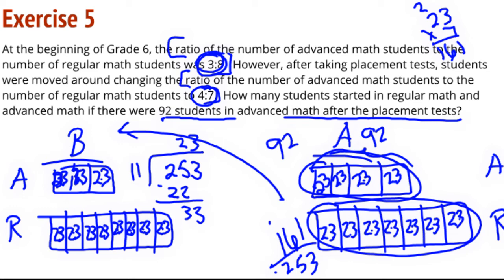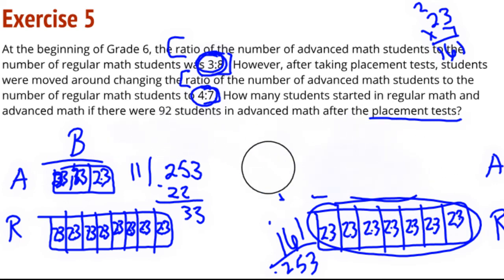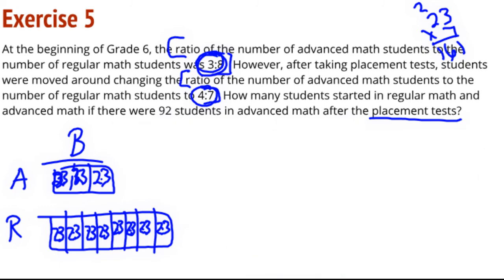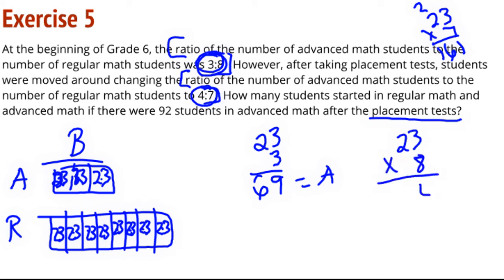And then we can do a little bit of multiplication. 23 times 3, do some erasing here, find me a little bit of space to do some computation. 23 times 3, there are 69 in the advanced math before, and 23 times 8, 8 times 2 is 16 and 2 is 18, and there were 184 in the regular math before the placement test.